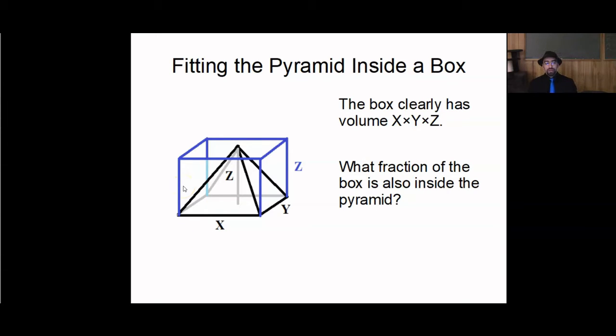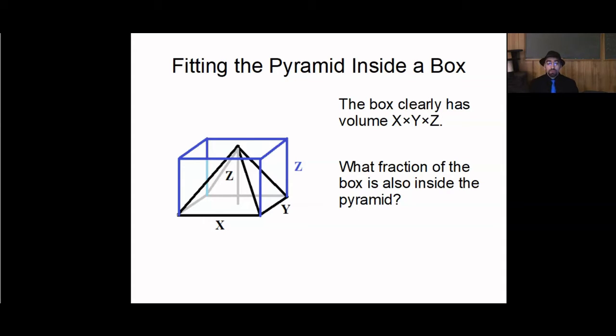So the trick here, you take your pyramid, and I'm going to fit this pyramid inside of a box. So I've got this pyramid with a base x by y, right, rectangular base of the pyramid, and height z, and I just fit it inside a box that goes x by y by z. And clearly, right, volume of the box is x times y times z. And we know the formula for volume of a pyramid is 1/3 base times height. That would be 1/3 x times y times z.